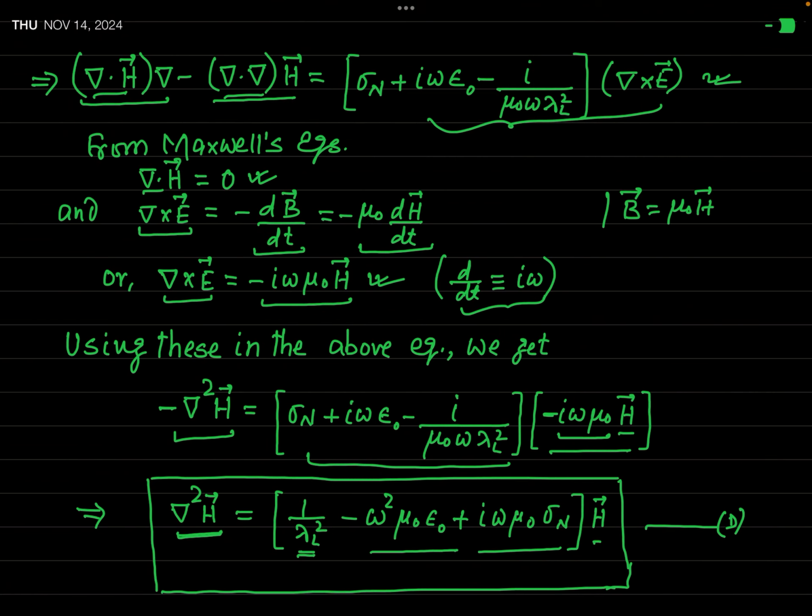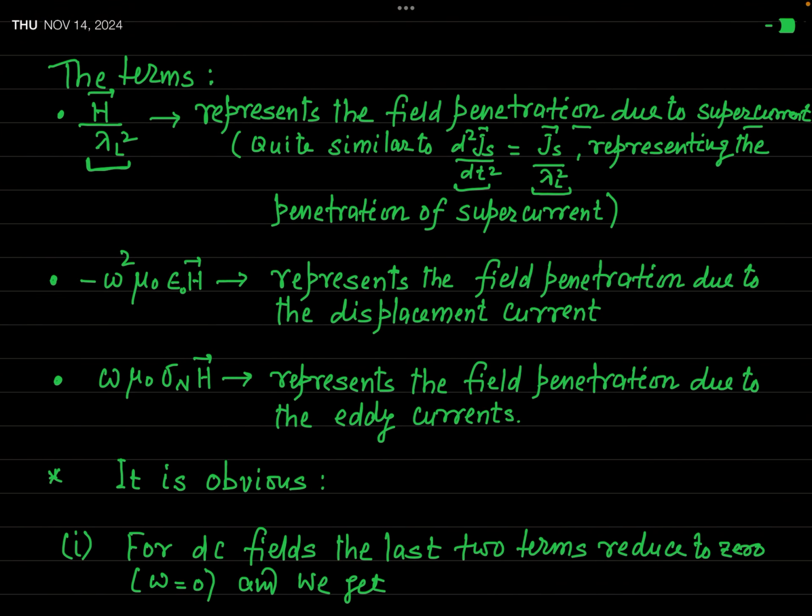Now the next term, which is minus omega square mu naught epsilon naught times H, actually represents the field penetration due to the displacement current. How much electric field is penetrated into the surface of the material due to the displacement current, this term represents that very fact. So penetration is not only due to the supercurrent, but it is also due to the displacement current, mark it.